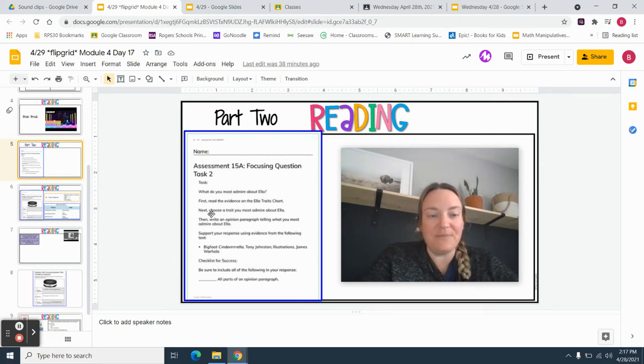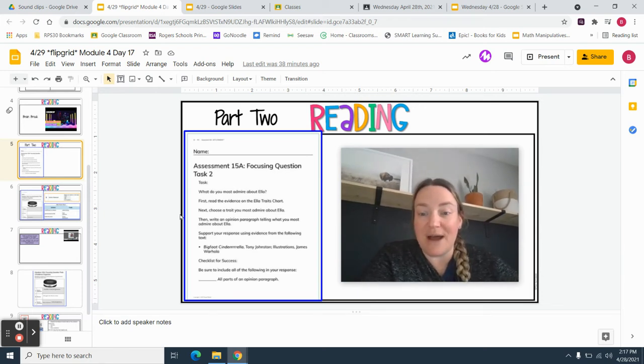All right, we have Focusing question task 2. The task is, what do you most admire about Ella? First, read the evidence on the Ella traits chart. Next, choose a trait you most admire about Ella. Then, write an opinion paragraph telling what you most admire about Ella. Support your response using evidence from the following text, Bigfoot Cinderella by Tony Johnston.